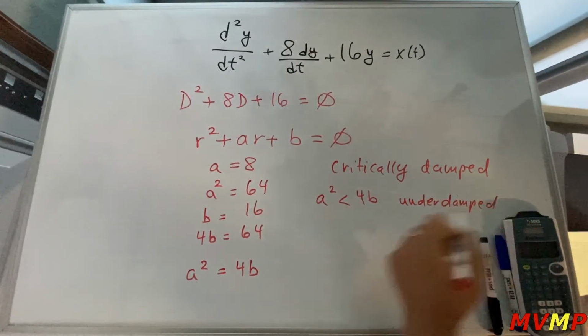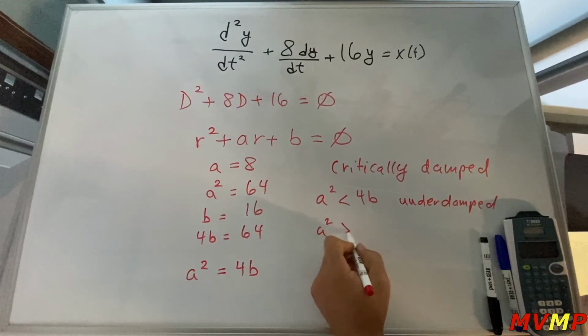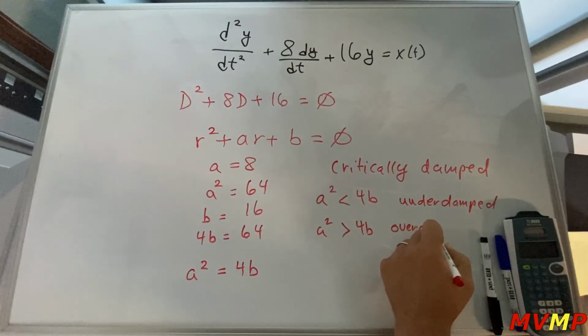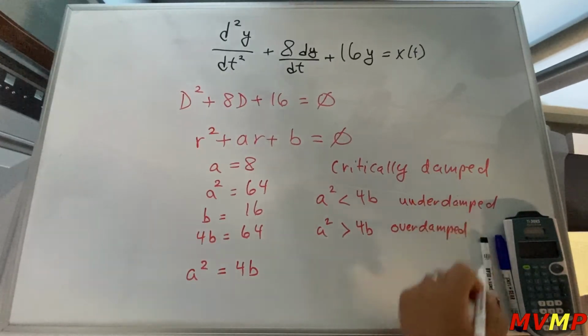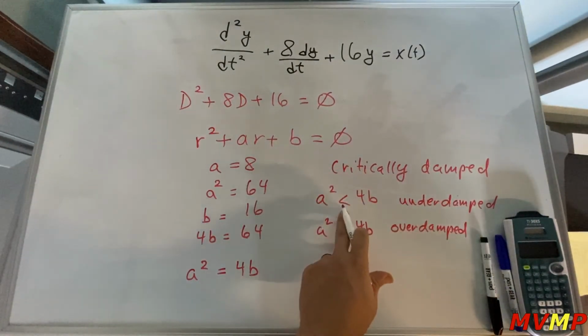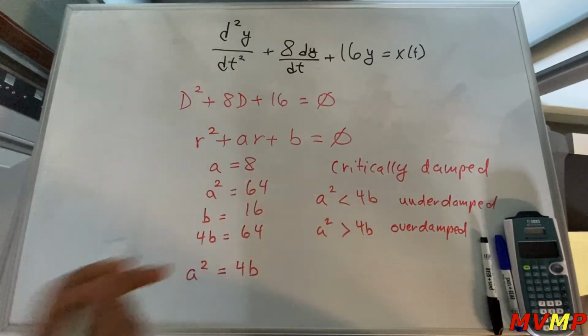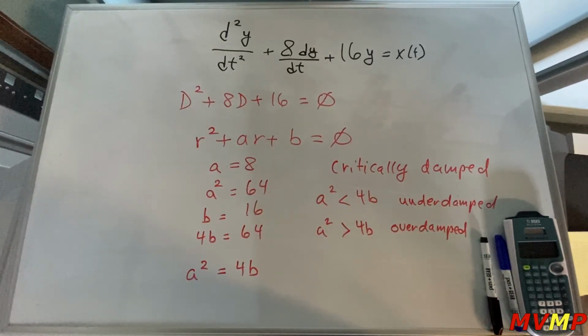Now, in the case that a squared was less than 4b, the system is underdamped. And in the case that a squared is greater than 4b, it is overdamped. This is really easy to remember because less than, under, greater than, over. And that's how you solve this problem.